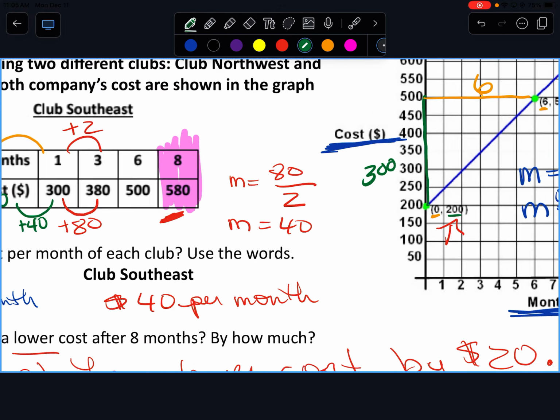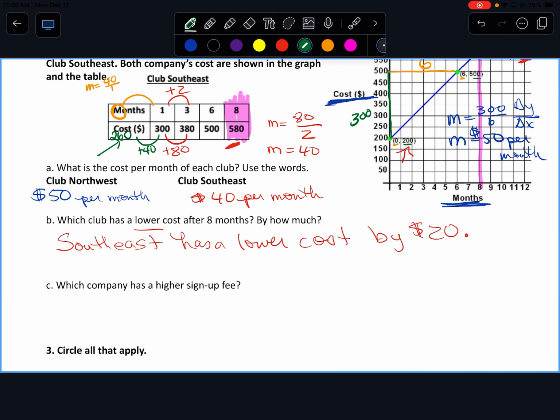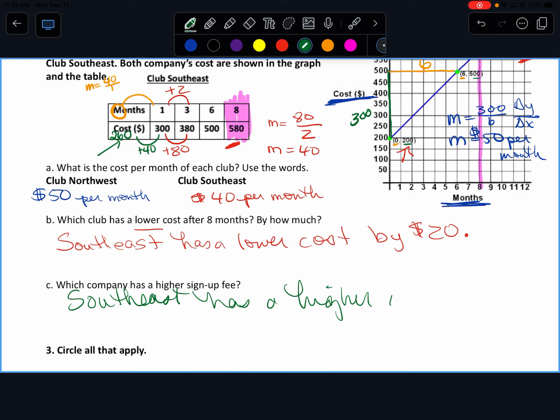This one's 200. So which one has the higher sign-up fee? Southeast has a higher sign-up fee.